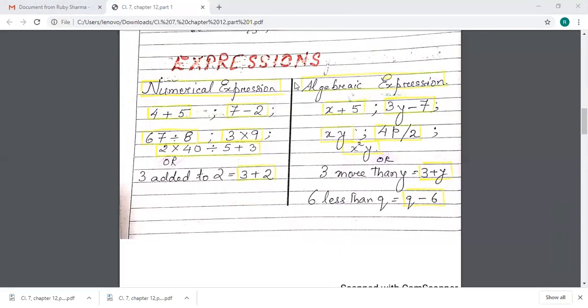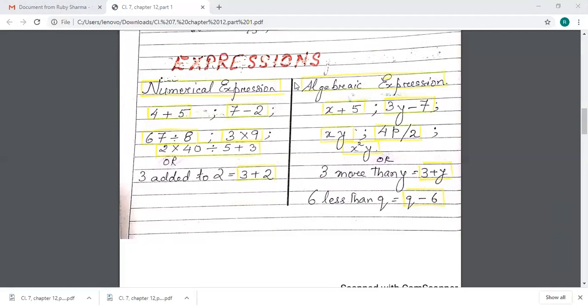The next one, 3y minus 7, we have 3 multiplied by y. In multiplication, we generally do not write the multiplication sign. So in algebra, it is obvious that 3y is 3 into y. So 3 into y minus 7. So 7 is subtracted from 3y. That is also an algebraic expression.